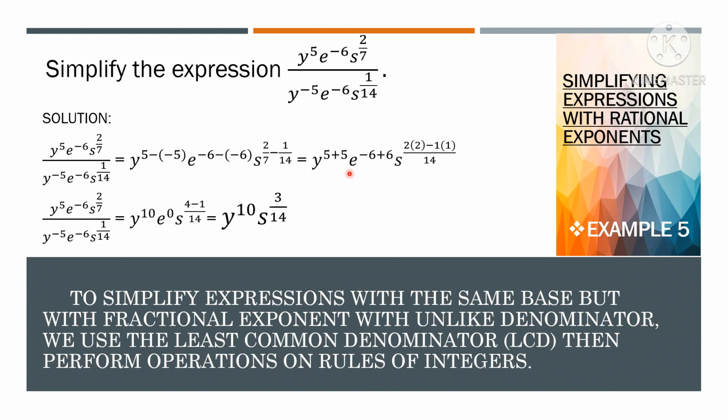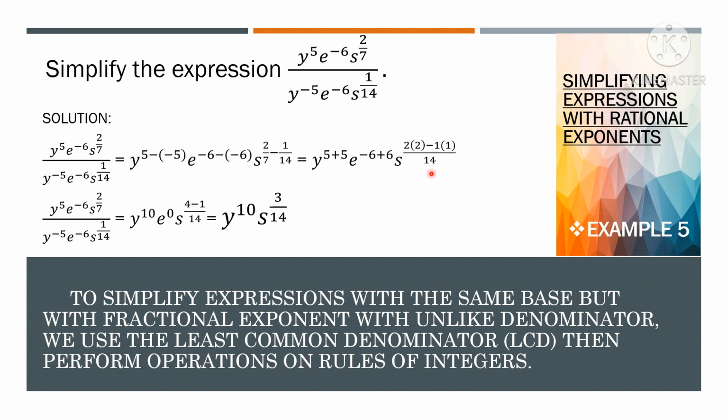Okay. For e, we have negative 6 minus negative 6. Again, minus negative, ito magiging addition na yan. So, negative 6 plus 6. For variable s, okay, saan nanggaling si 14?